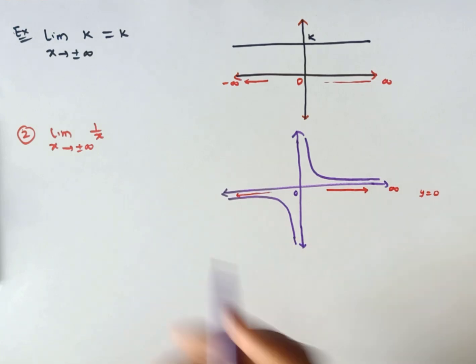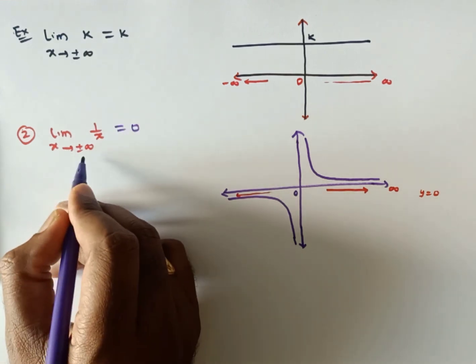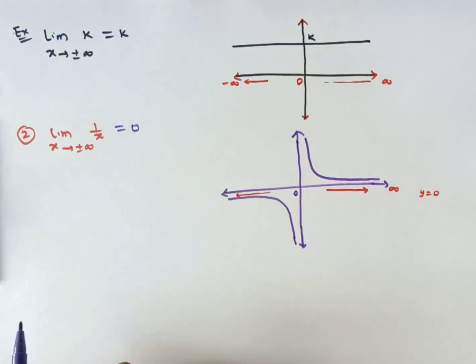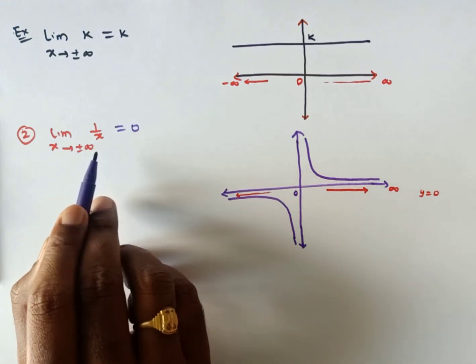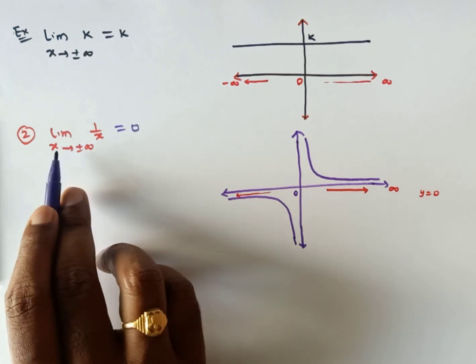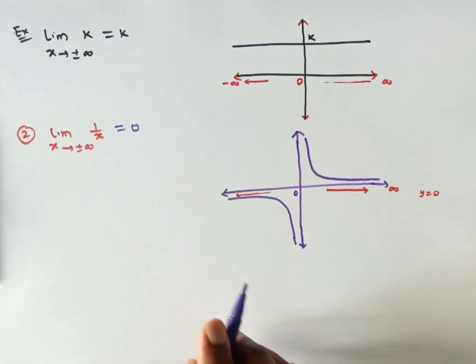In both cases, the limit of 1 by x as x tends to plus infinity or minus infinity is always 0. So now we will remember it like a formula: as x approaches plus infinity or minus infinity, 1 by x is always 0.